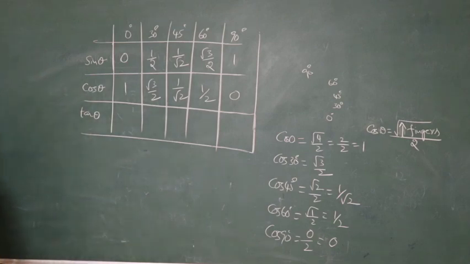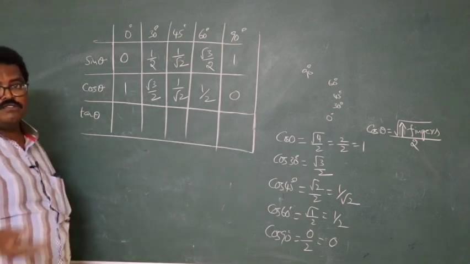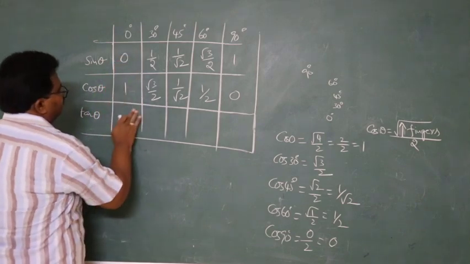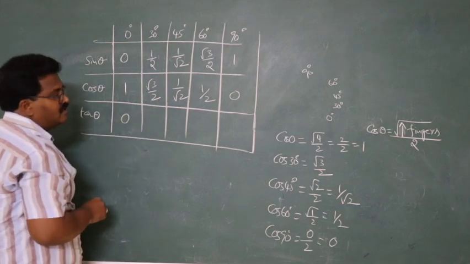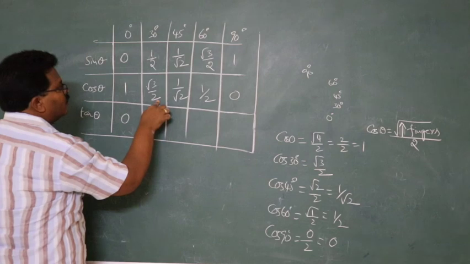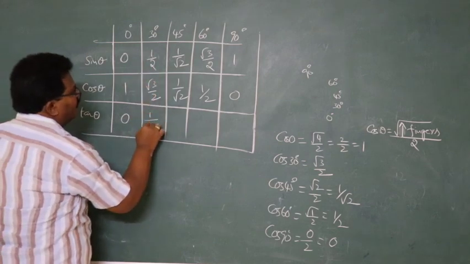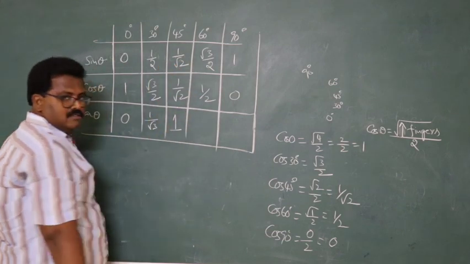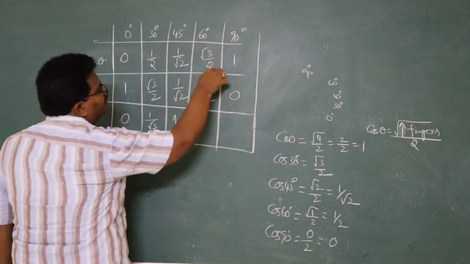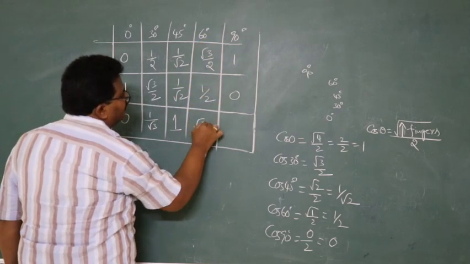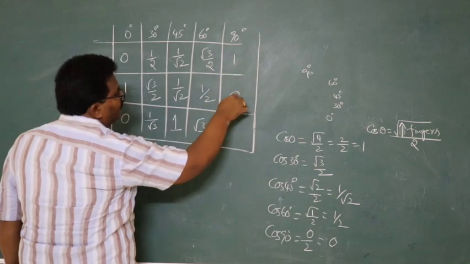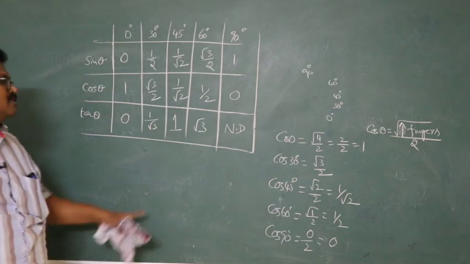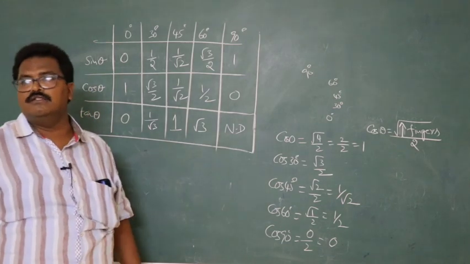Next, tan. We already discussed that sin by cos gives tan. So 0 by 1 is 0, since 0 by anything is 0. Then 1 by 2 by root 3 by 2, the 2 gets cancelled, so 1 by root 3. Then 1 by root 2 by 1 by root 2 is the same, so we get 1. For 60, root 3 by 2 by 1 by 2, the 2 gets cancelled, that is root 3. For 90, 1 by 0: if you have 0 in the denominator, that is not defined, or we can write infinity also, no problem.